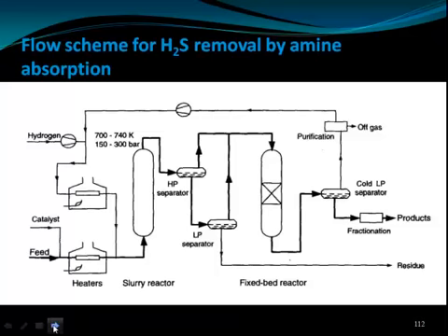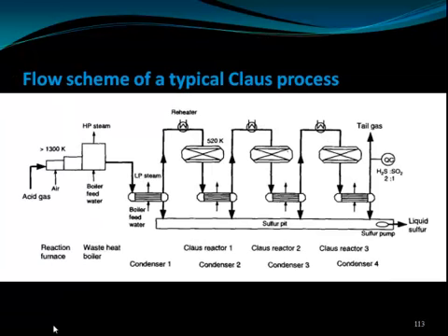So this is the flow scheme for hydrogen sulfide removal by amine absorption. The feed with catalyst goes to the slurry reactor, then it will give the products. So it is separated into hydrogen, the high pressure and the low pressure streams. After that, the H2S which is formed can be separated by monoethanolamine. It is not shown in the flow diagram, but the H2S which is formed in the off gases will pass through the monoethanolamine, where hydrogen sulfide will be solubilized, and that can be removed.